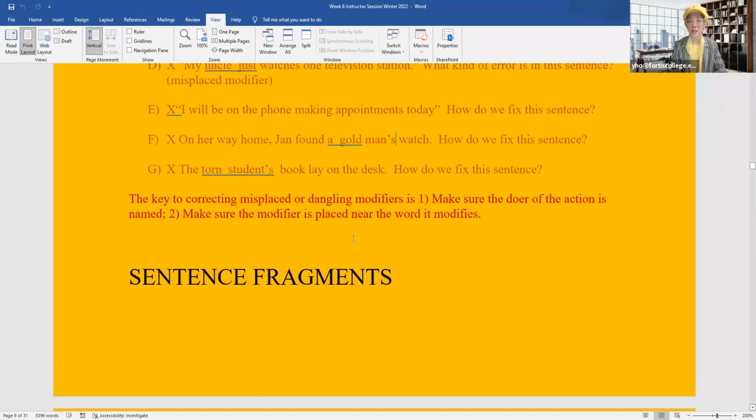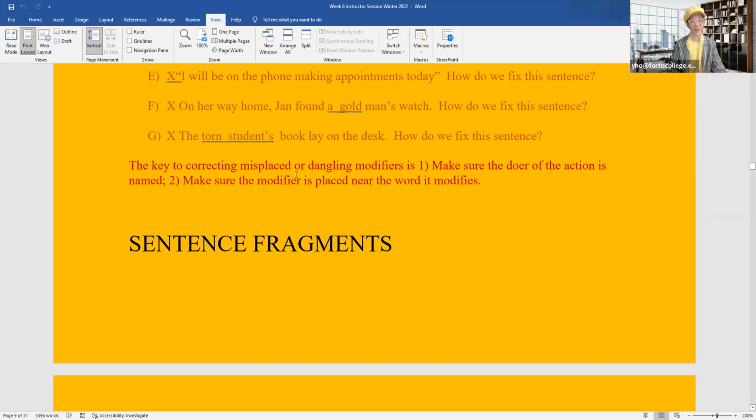So the key to correcting misplaced or dangling modifiers is to make sure the doer of the action is named, and make sure the modifier is placed near the word it modifies. And so here, torn is supposed to be talking about the book, but it's far away. So that's why torn needs to be placed near the word it modifies, which is book.